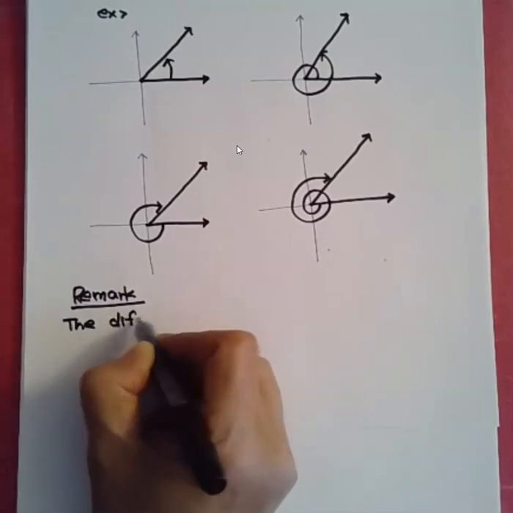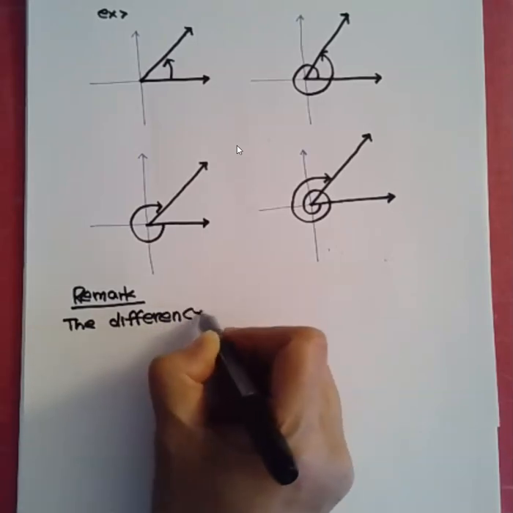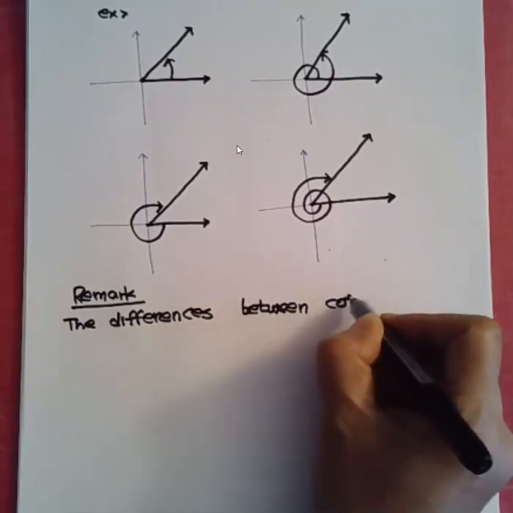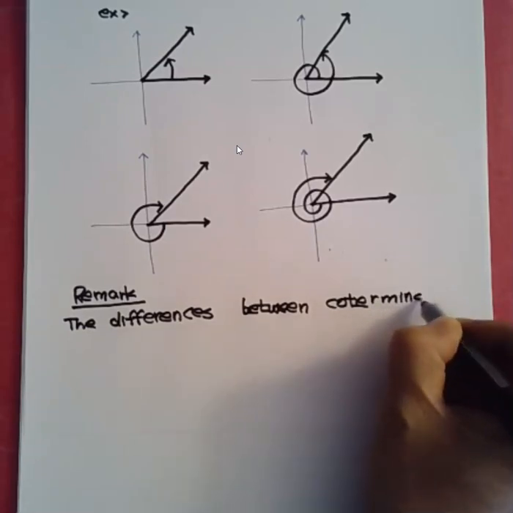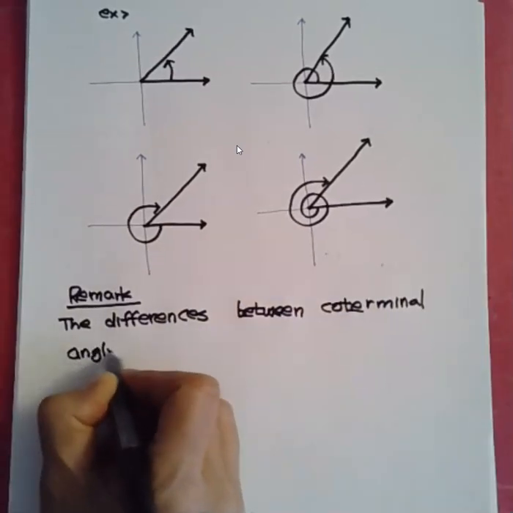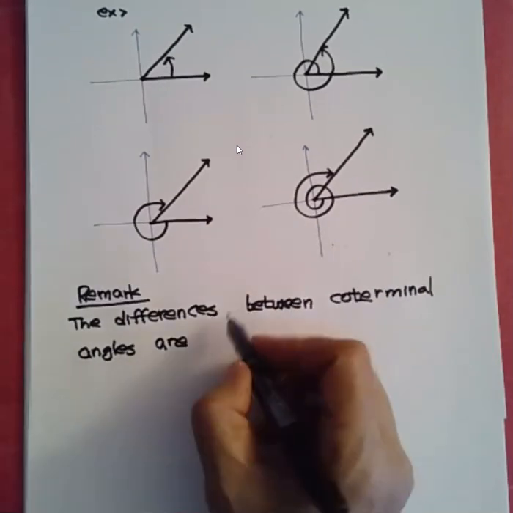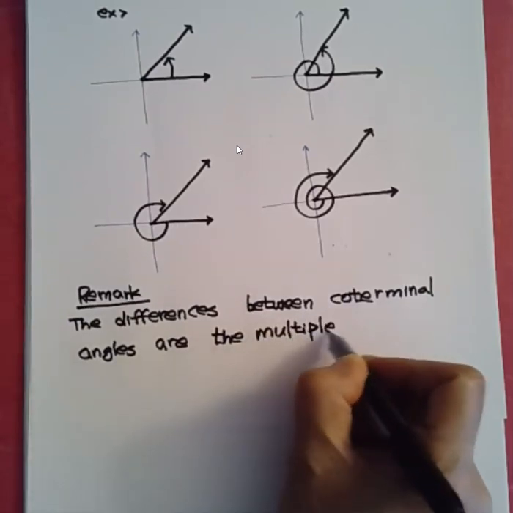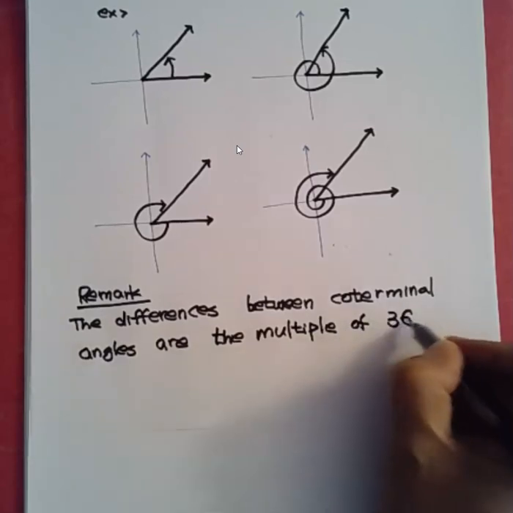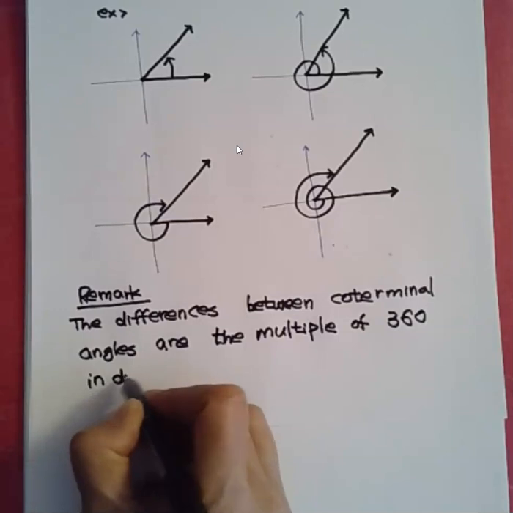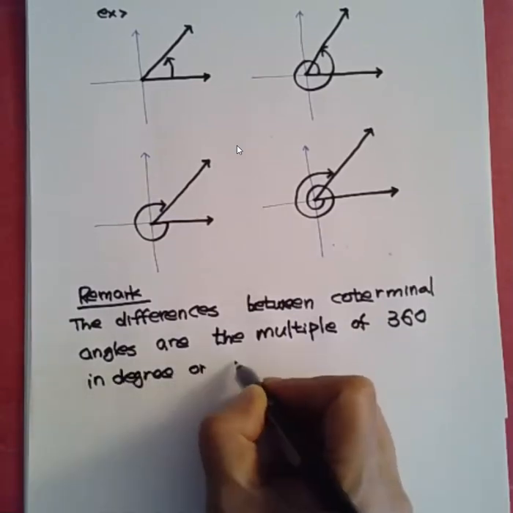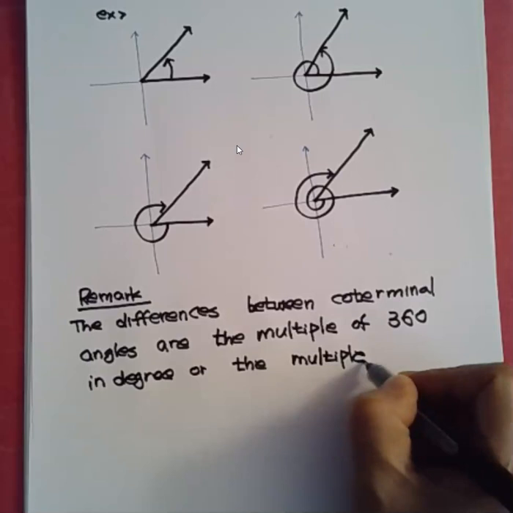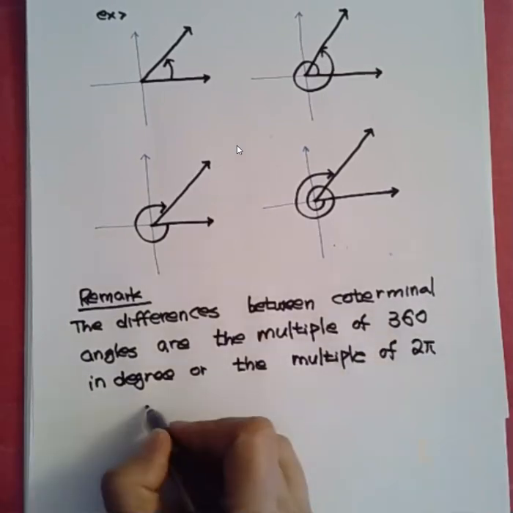The differences between coterminal angles are multiples of 360 in degrees or multiples of 2 pi in radians.